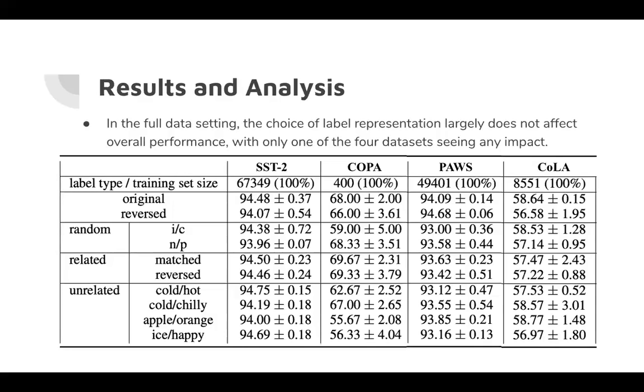For SST2, we get similar results for all choices of label representation. For COPA, we observe notable performance differences between various labels. For COLA and PAWS, the performances we get using different labels vary, but by no more than 2%.